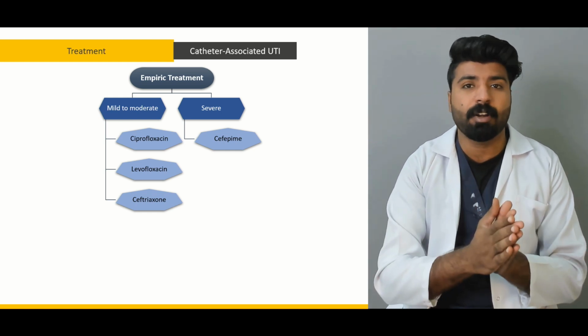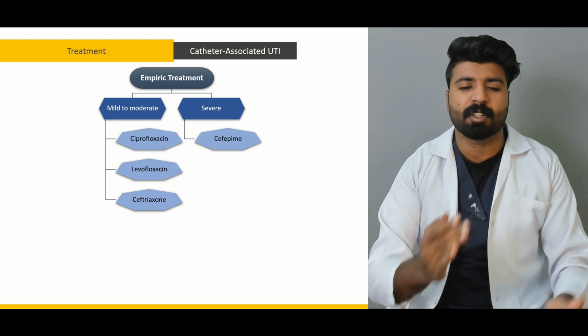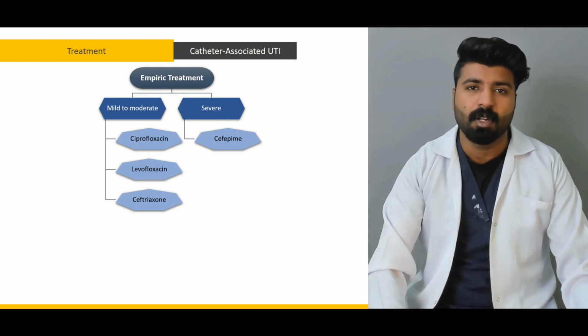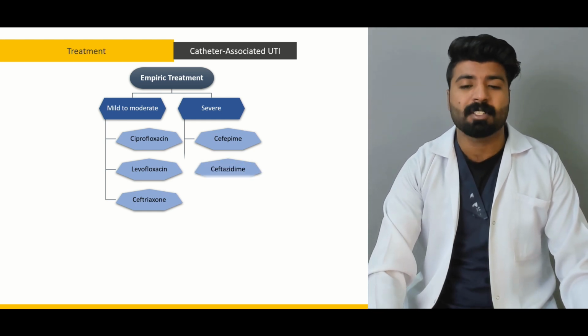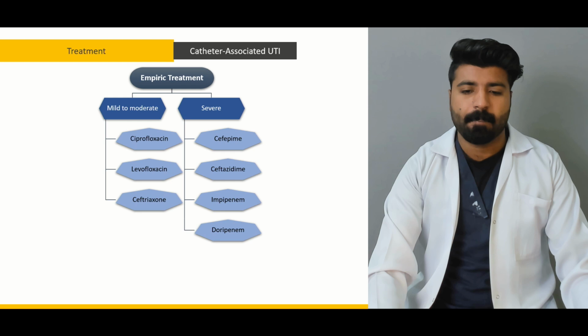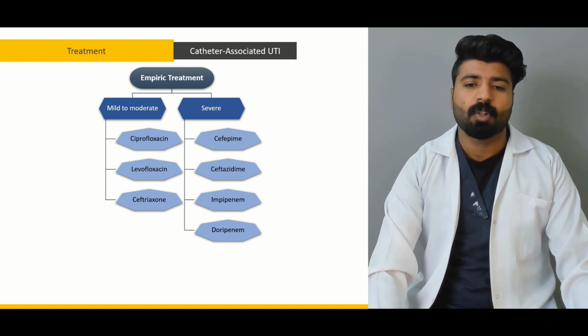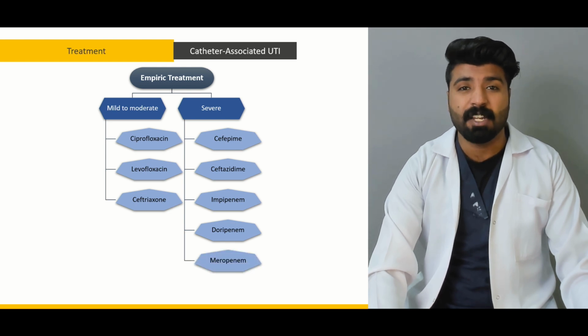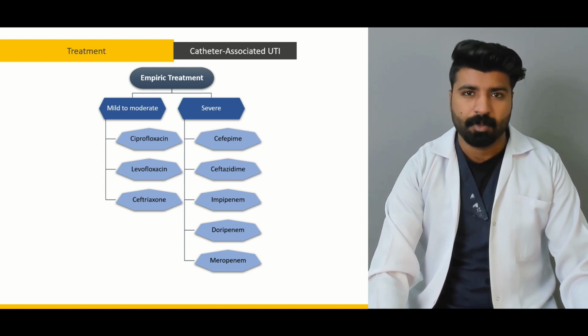If it's mild to moderate, you give these three drugs: ciprofloxacin, levofloxacin, and ceftriaxone. And if it's severe, it's going to be cefepime, ceftazidime, imipenem, and doripenem. Now, these are the antibiotics which are given if the patient is suffering from severe kind of catheter-associated UTIs. And meropenem is also given alongside them, right?